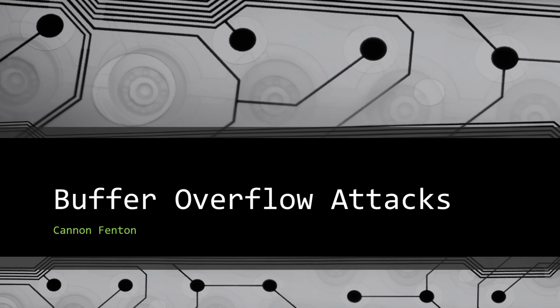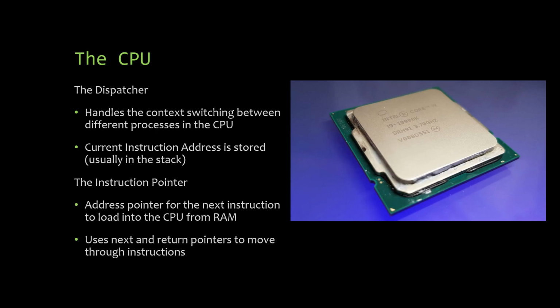This is the buffer overflow attack presentation. The shellcode presentation will come tomorrow. Before we can talk about the actual attack, we need to talk a little about how the CPU works. This should be all a bit of a reminder from previous courses, but all we're concerned with here really is the dispatcher and the instruction pointer.